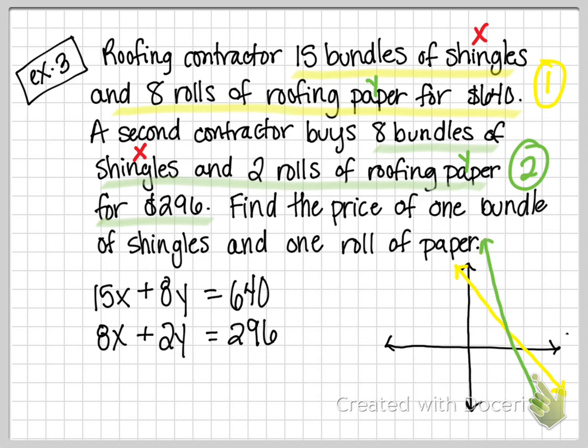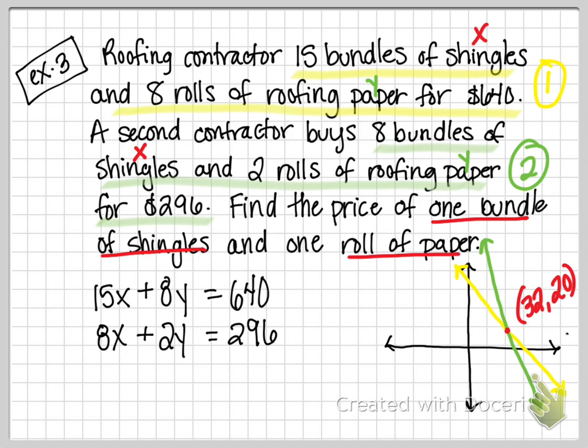Okay, and then if you hover on Desmos over that point, it'll give you the ordered pair. So here's what the ordered pair says for this particular equation. These 2 lines intersect at (32, 20). So that's not what they ask, though. It doesn't ask where's the intersection point. It says find the price of 1 bundle of shingles and 1 roll of paper.